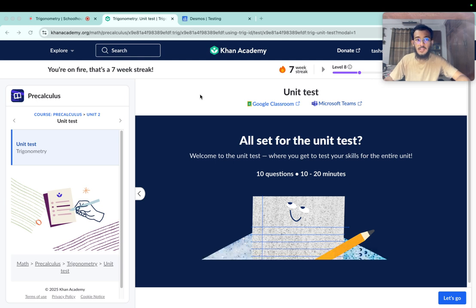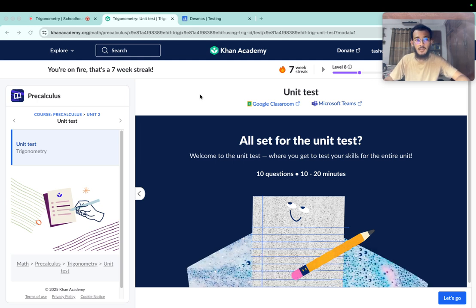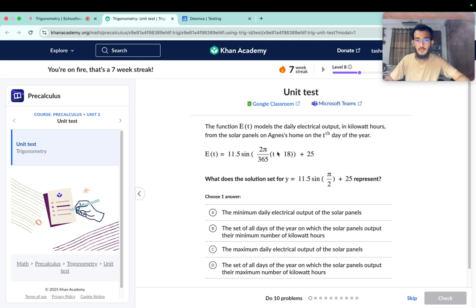All right, let's get started with our unit test for trigonometry of PreCalculus. Let's go. Here's the first question.